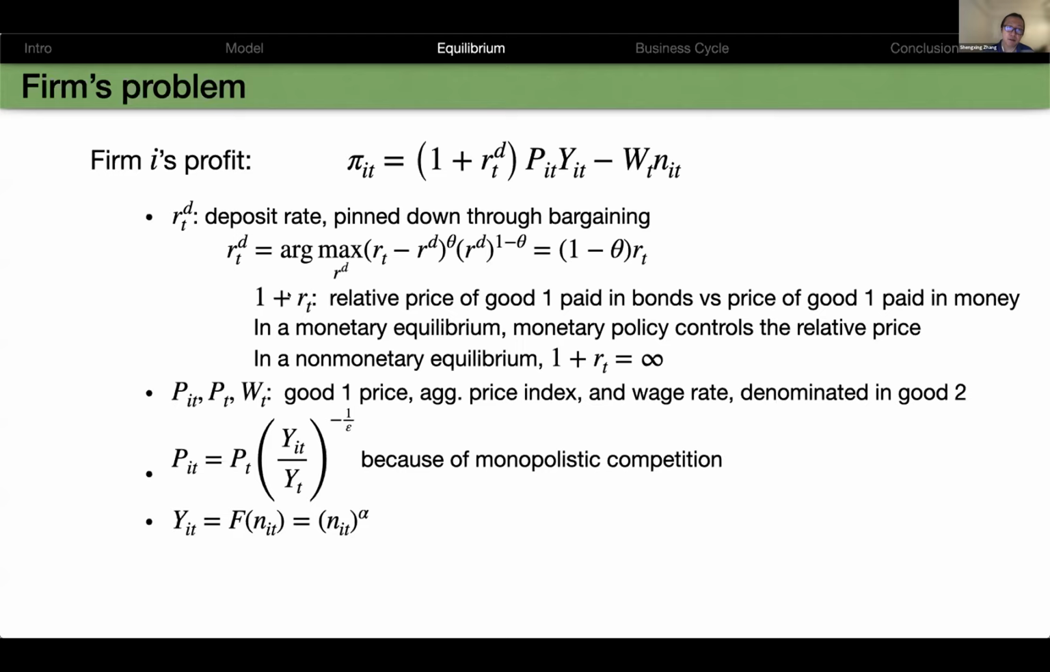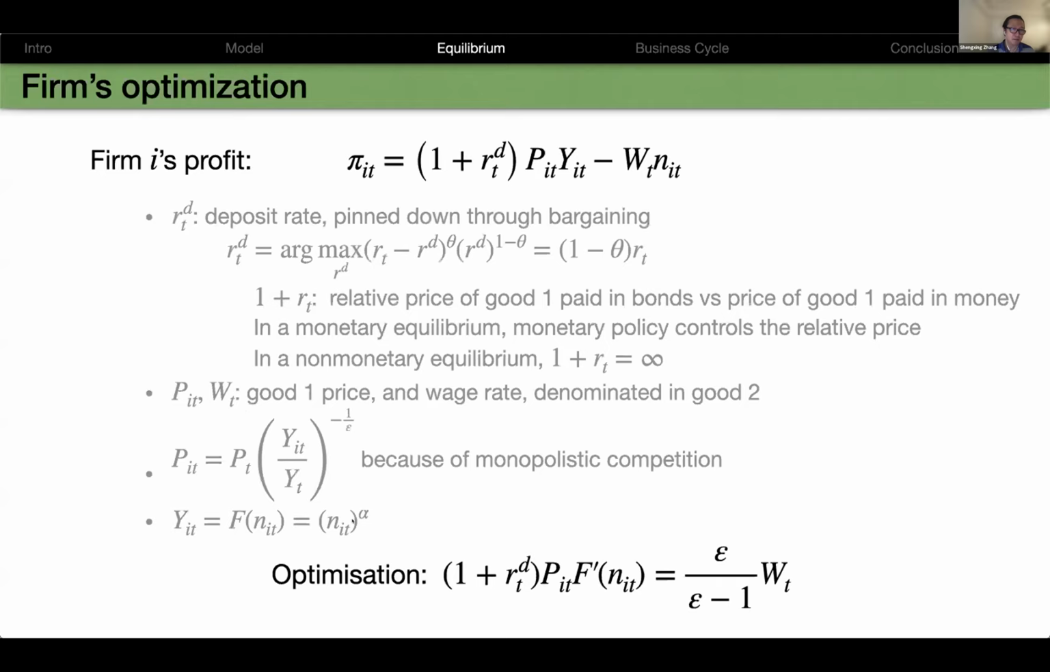And then in this profit equation, in terms of notation, this price, PIT, is just the price of good I. PT is the price level for every price at stage one. WT is just the wage rate. All those prices are denominated in goods two. And it's a monopolistically competitive environment. In this environment, the price PIT depends on the output of the firm, YIT. So the firm basically faces a locally downward sloping demand curve. And YT is produced using a Cobb-Douglas production function.